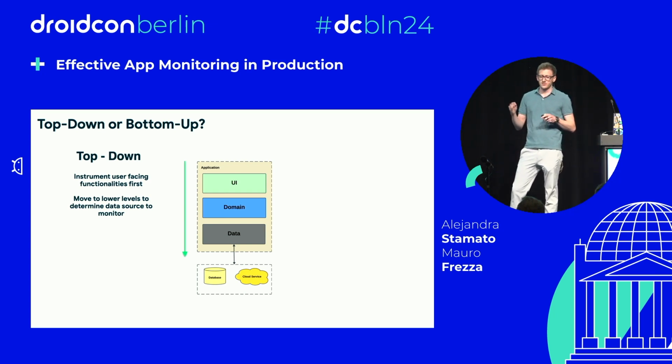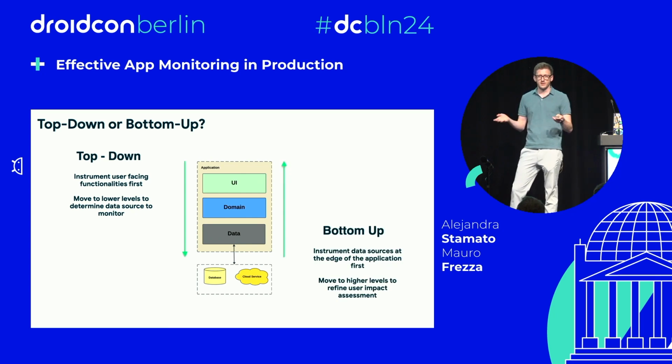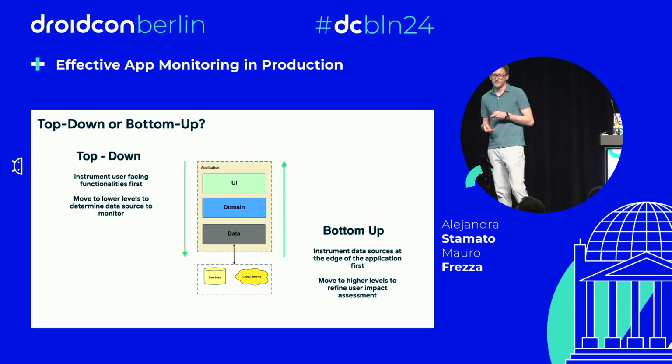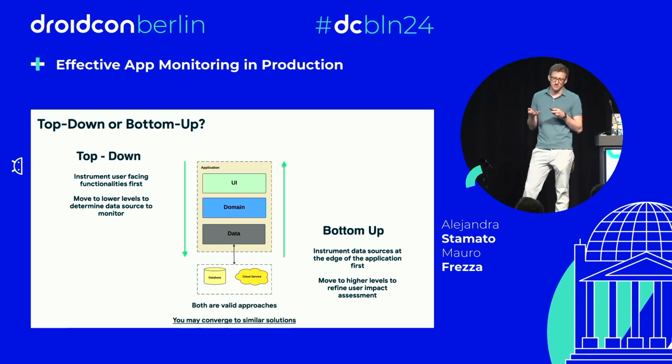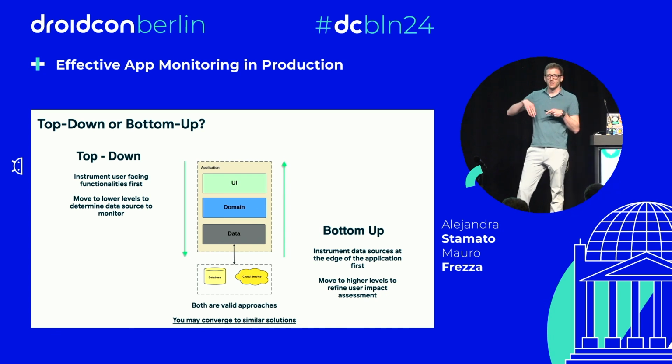Or you could start bottom-up. You start from the edges of the application, so where the data comes in, and then you refine moving up closer to the user so you can understand what is the impact on the user for those errors. Which one is better? Well, I think they're both the same, and the result could also be the same at the end because you may end up tracking similar information throughout all the layers.